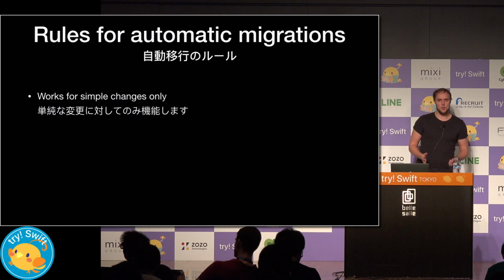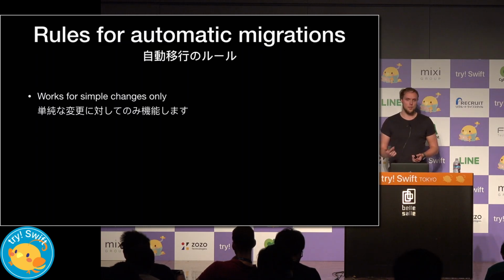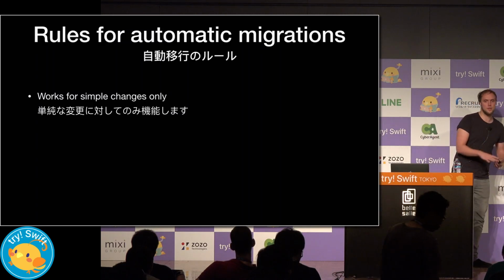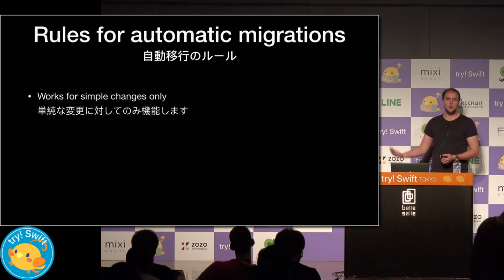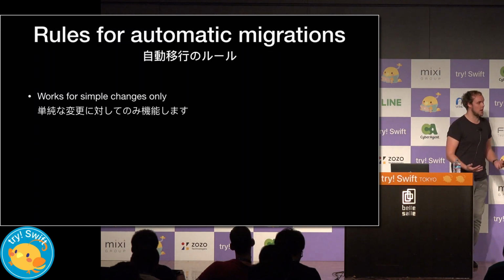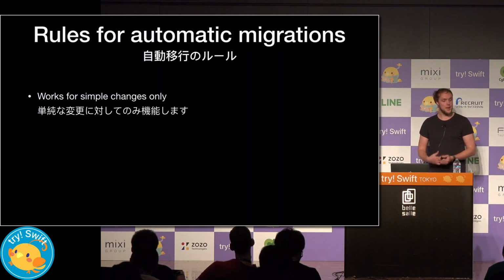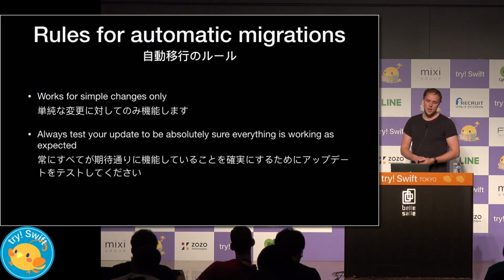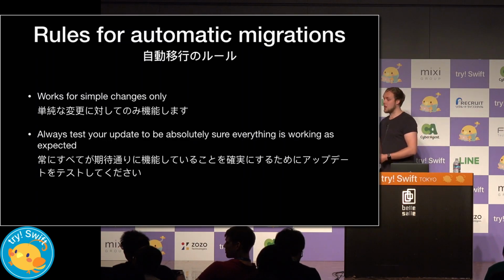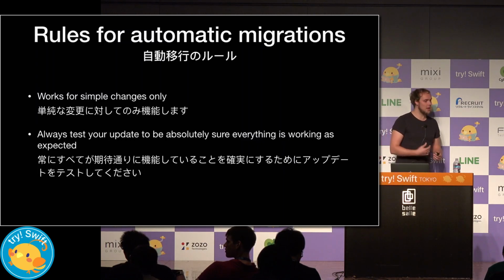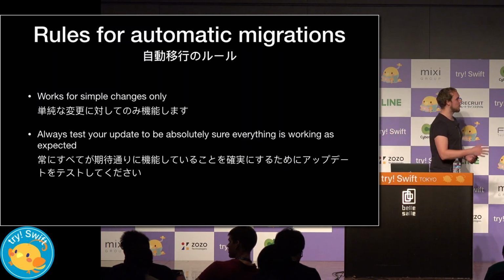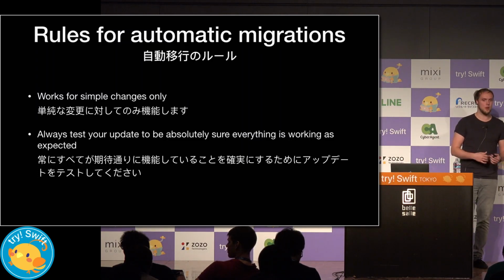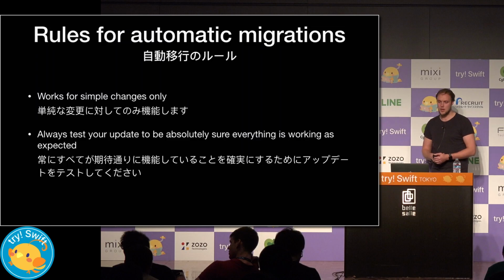It only works for simple changes: adding properties or removing them, or making a non-optional property optional if you provide a default value. If you don't do this, you're still going to have to make the model version. You're still going to have to write a migration. But in my experience, most changes you make to your data model are simple changes. And even though this is great, make sure to always test this. If you already have your app in production, make sure to put that production build on your device, then put your new version on the device to see if the migration was generated correctly.